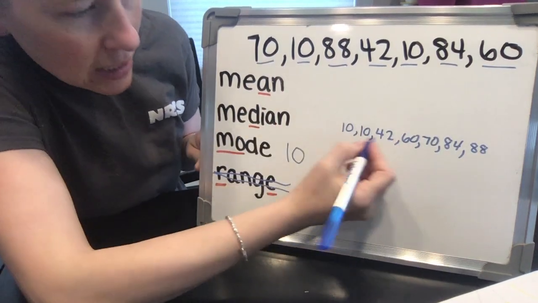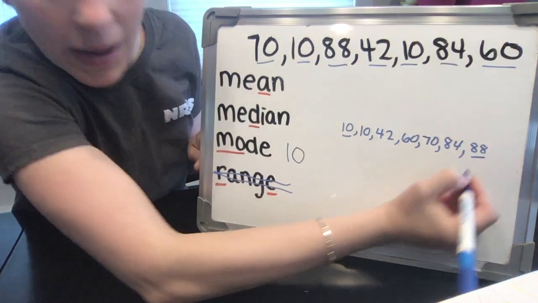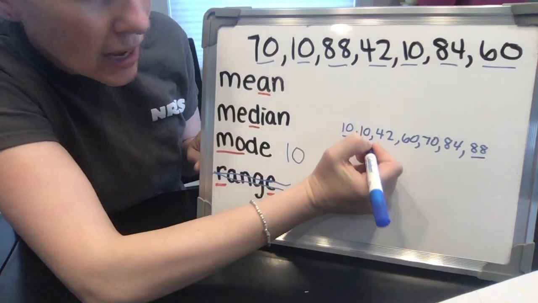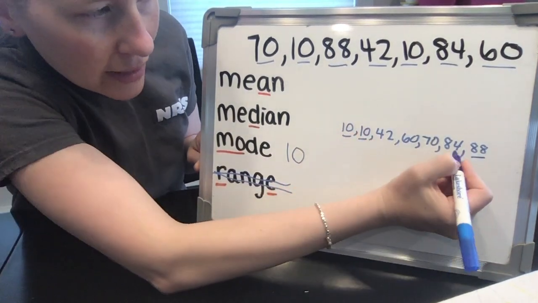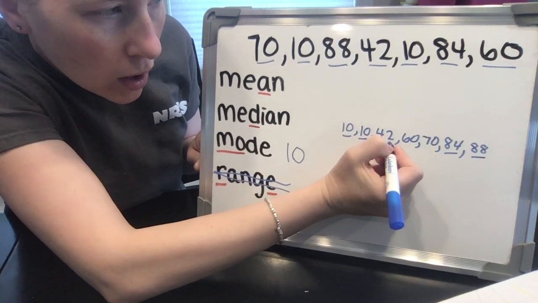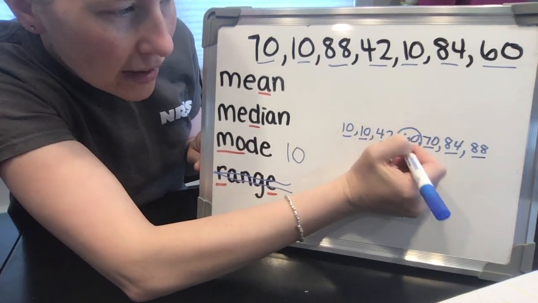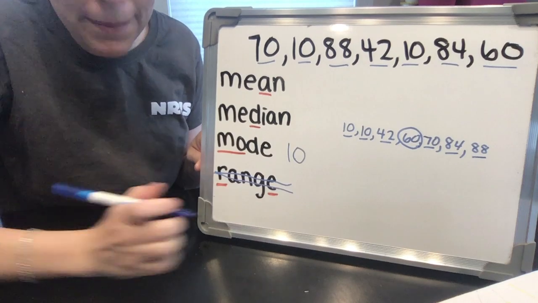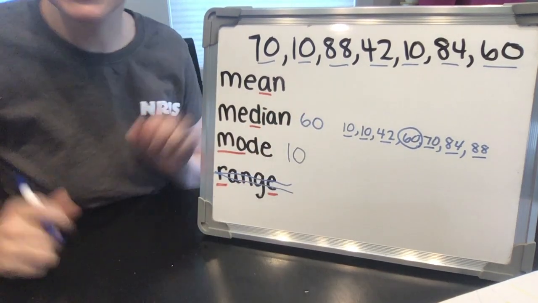And I want to find the median, or the number in the middle. So I'm going to start underlining my lowest score with my highest score and move towards the center. I'm going to underline the 10, 84, 42, and 70. So I have found that my median or my middle score is a 60.